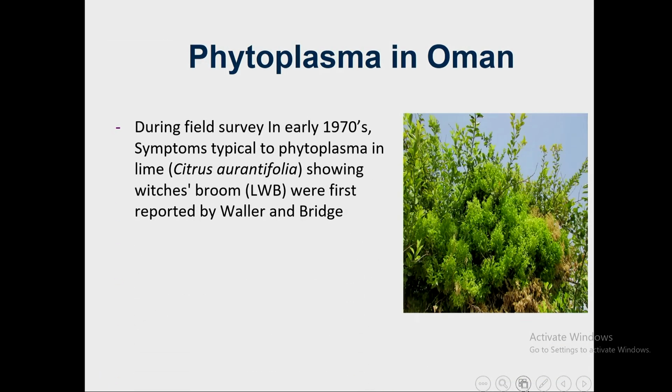The first phytoplasma we discovered or recorded in Oman is lime witches' broom. During the early 1970s, there was a survey about lime disease in Oman, in the Batinah region, and they found the symptoms of phytoplasma. At that time, of course, nobody knew whether this was phytoplasma or virus, so they registered it as a virus.